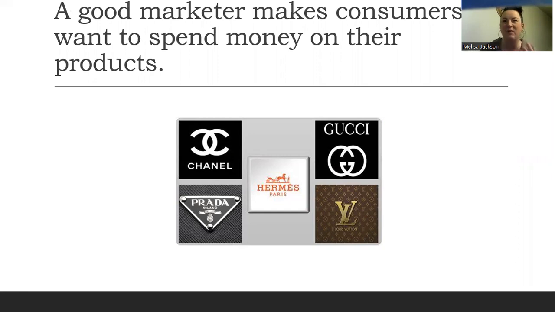So they really have a way of persuading people that have the money to spend their money on what they're marketing. I've listed a couple of products here: Chanel, Gucci, Prada. Those are the real high end products that are extremely expensive that people tend to spend their money on, partially due to marketing, maybe mostly due to marketing.